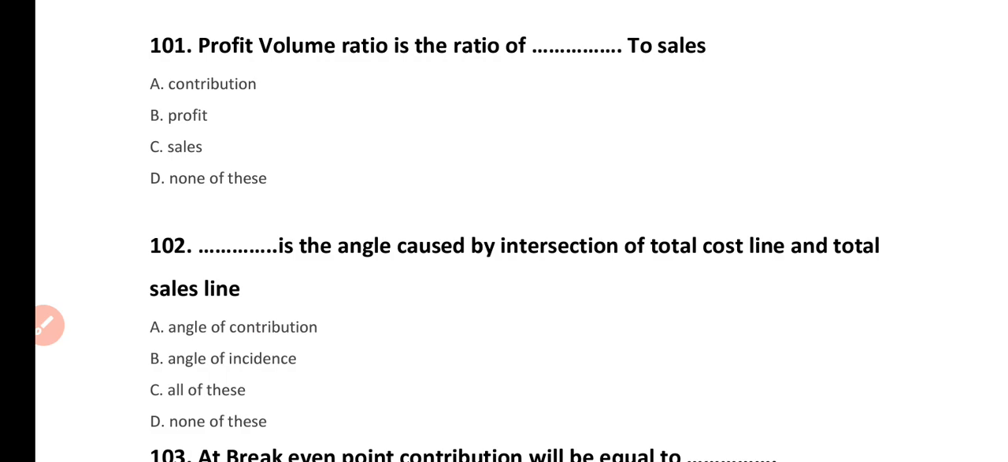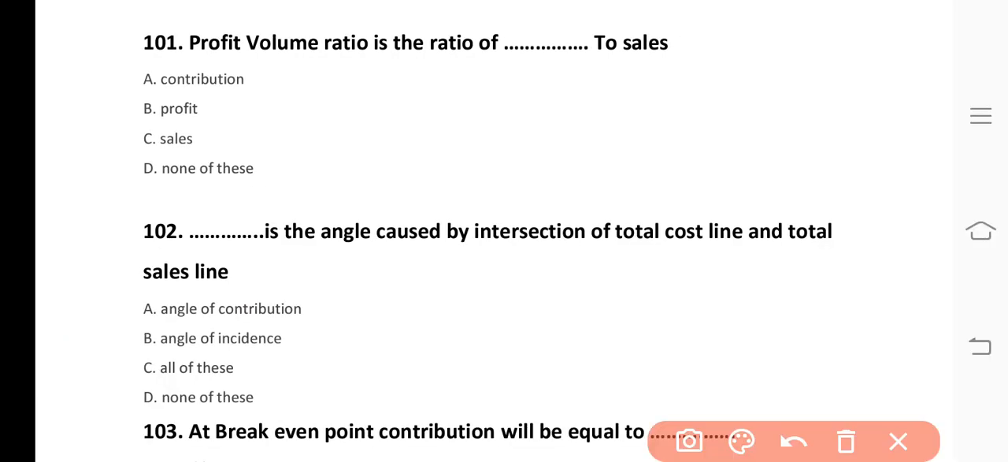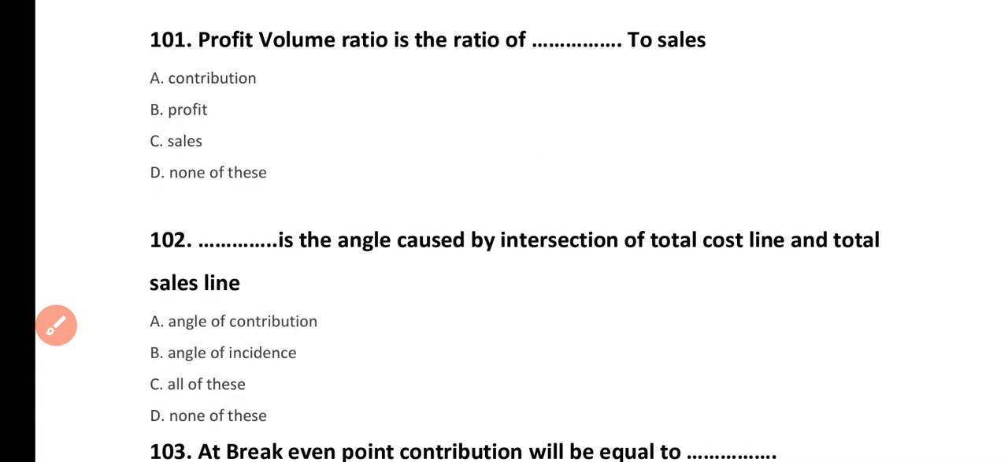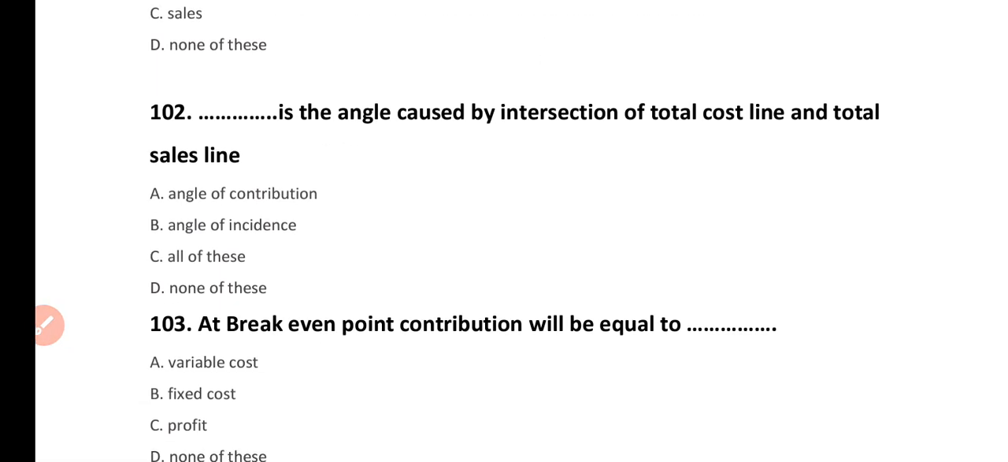MCQs number 101. Profit volume ratio is the ratio of: contribution to sales ratio, profit to sales ratio, sales to sales ratio, none of these. So the correct option is option A, contribution to sales ratio. That is also known as profit volume ratio or PV ratio.